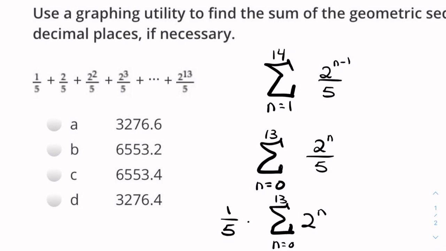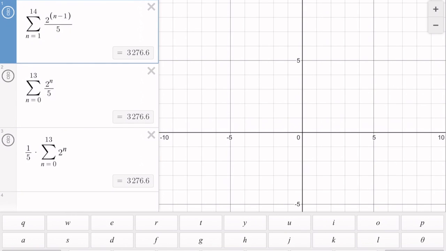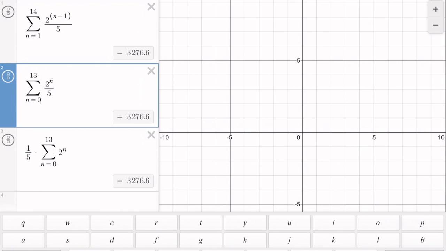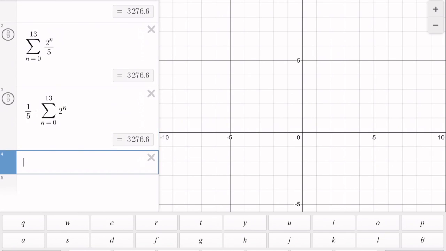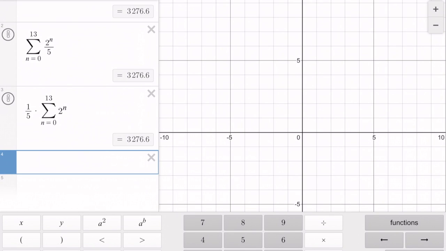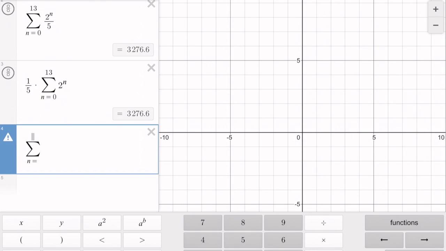So then let's jump over to Desmos. So just quickly, to get this notation, we have our first one where we had 2 to the n minus 1 when n is 1 to 14. We also had n equals 0 to 13 of 2 to the n over 5. And then our third way, which is 1 over 5 times the sum of 0 to 13 of 2 to the n. And if you're wondering how we got that, if you hit function, it usually starts on trig, so if we go all the way over to the miscellaneous, the last row, middle column, we hit the sum button. It gives us n.